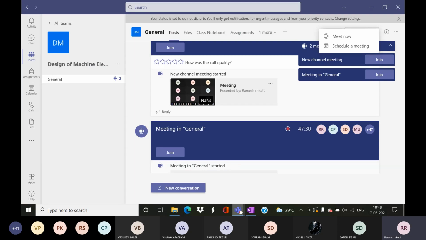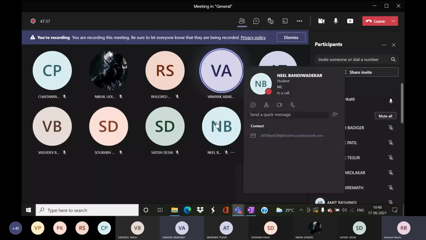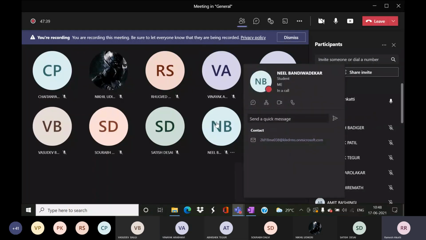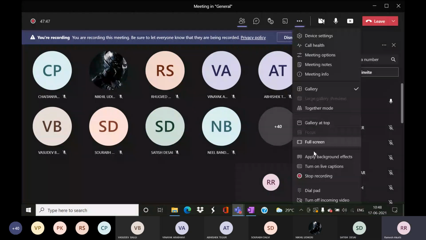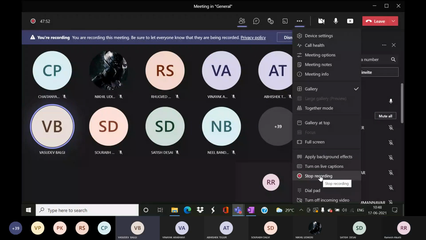Do you have any doubts? No, sir. No doubts? Okay. If you don't have any doubts, I will end the meeting. Okay. So in this worm gear, we should find a strength factor or not?